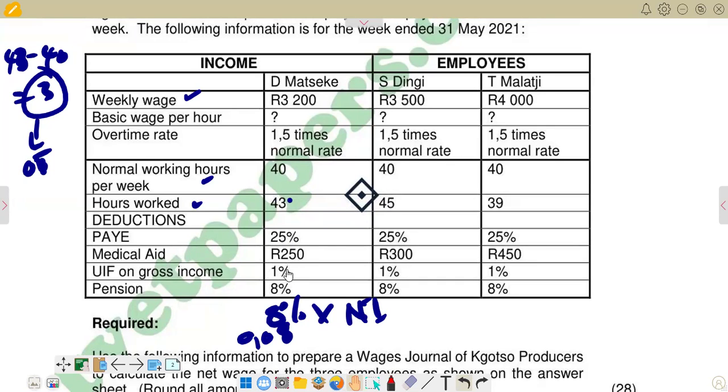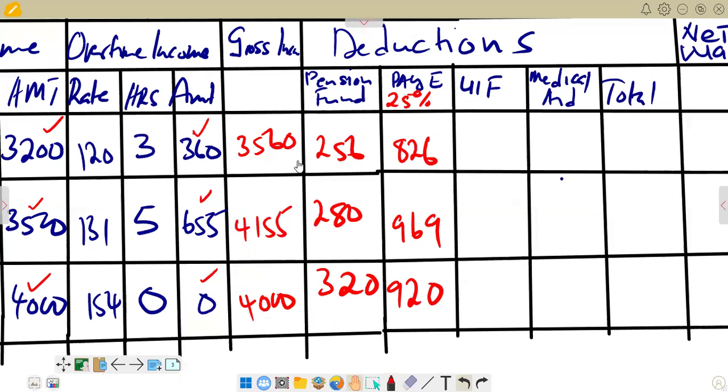Now on UIF, you are given 1% throughout, 1% for the first week, the second week and the third week. So we're just going to use our 1%. And they're saying UIF on gross income. So it means 1% is on gross income. So we just go there and calculate 1% of our gross income for all the employees that we have. If you come here, you see that our gross income is here. We've got 2,560 for the first employee, 4,155 for the second, and 4,000 for the third. So basically, that's what we are going to do.